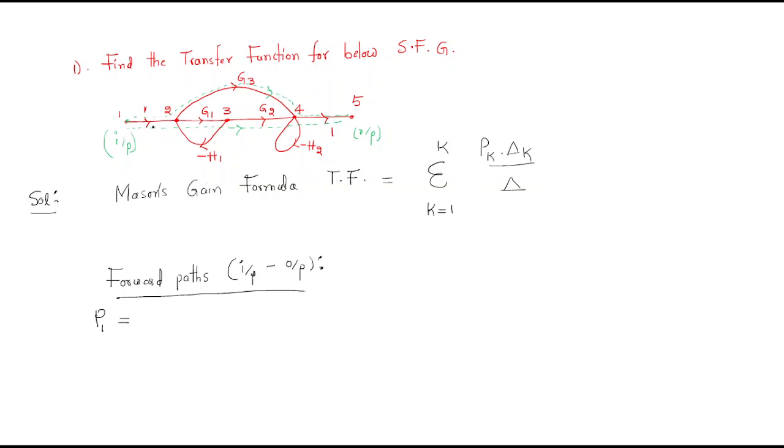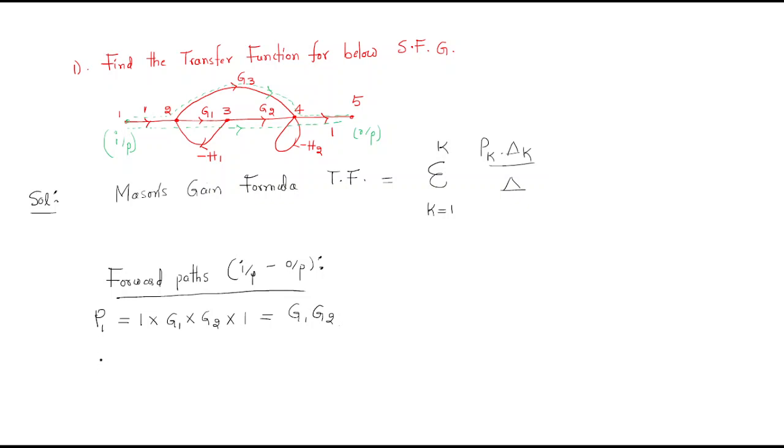So in between 1 and 2 the branch gain is 1, in between 2 and 3 the branch gain is G1, in between 3 and 4 the branch gain is G2, in between 4 and 5 the branch gain is 1, then forward path 1 equals G1 into G2.